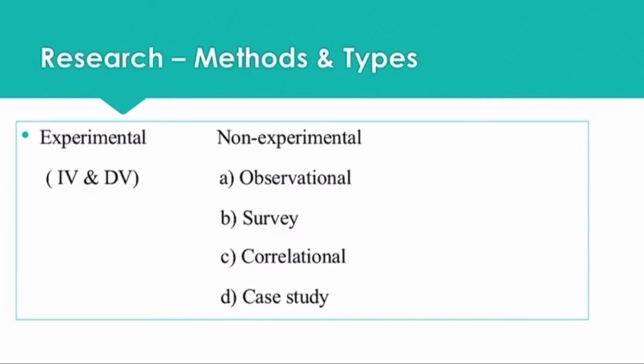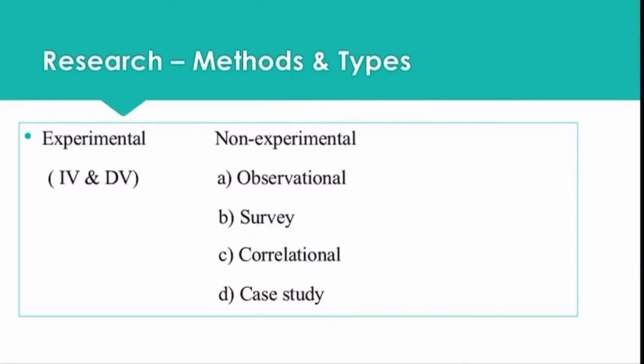In observational method, the researcher observes the situation, observes people's behavior as it occurs without manipulating anything there. Next is survey method. In survey method, data is collected by asking questions to a set of sample. Next is correlational method. This explains the relationship between variables involved in research. And the last is case study. This is in-depth exploration of a particular event or a concept or even a person. This is about non-experimental methods.